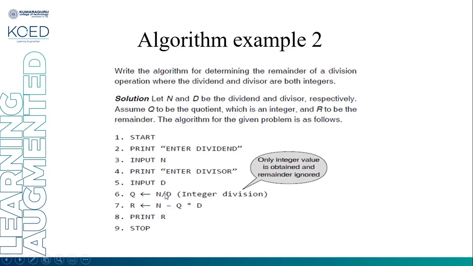For example, 5 by 2 is 2.5. The 0.5 is ignored, and only 2 will get stored in the quotient, because this division is an integer division.